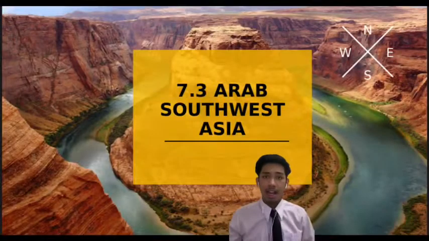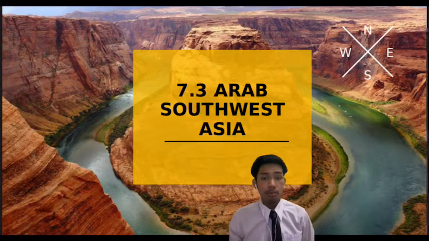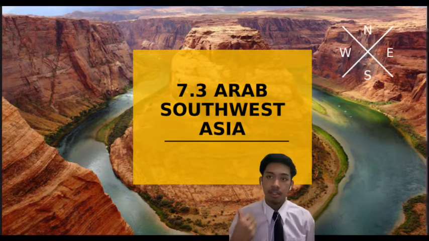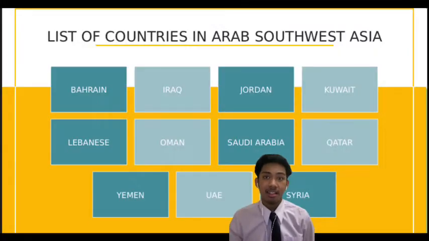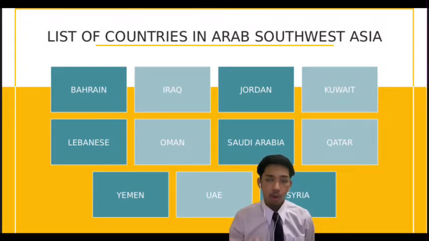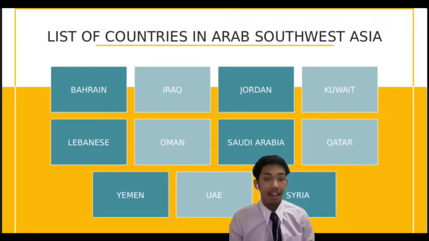We're moving on to the last sub-region, which is Arab Southwest Asia. Beside me, you can see the Arab Southwest map. There are many countries listed in Arab Southwest Asia, which are Bahrain, Iraq, Jordan, Kuwait, Lebanon, Oman, Saudi Arabia, Qatar, Yemen, UAE, and Syria. All together it is 11 countries. As there are so many countries, I will specify the economic activity for the most oil producing countries and for the two non or little oil producing countries.